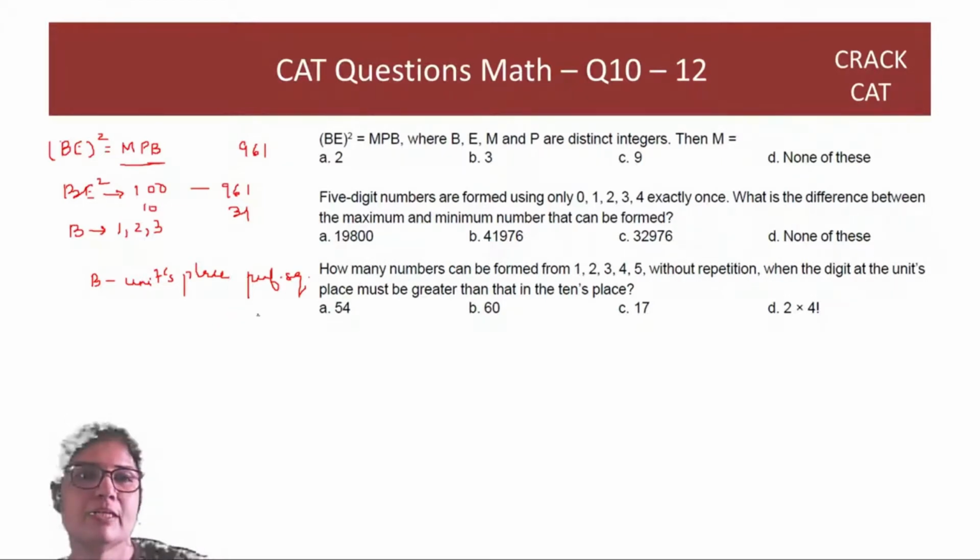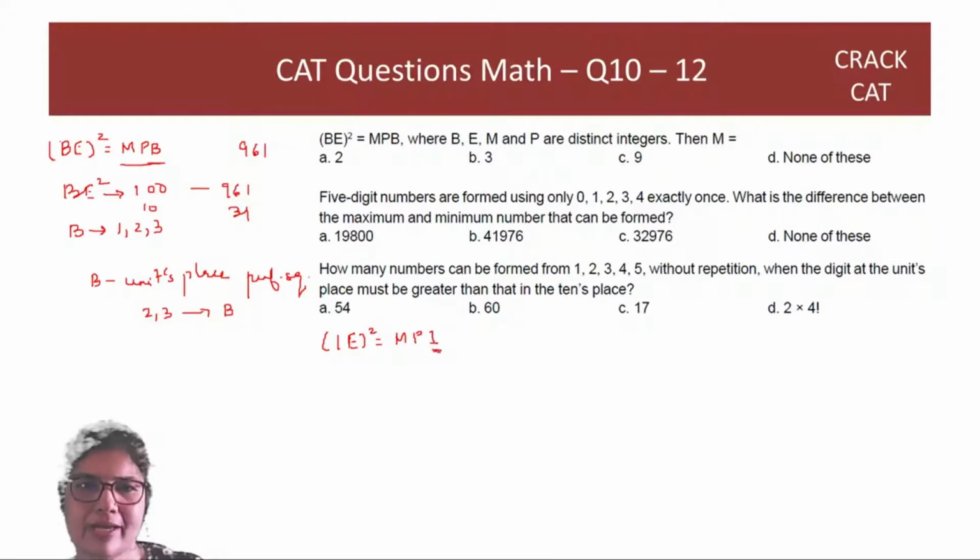If B is the units place of a perfect square, then B cannot end in 2 or 3, hence B has to be 1. So now our equation works out to 1 E square is MP1. Now if the square ends in 1, the root can end in 1 or it can end in 9. I know that the digits are distinct, so that is not possible. And if you check out, this is your answer.